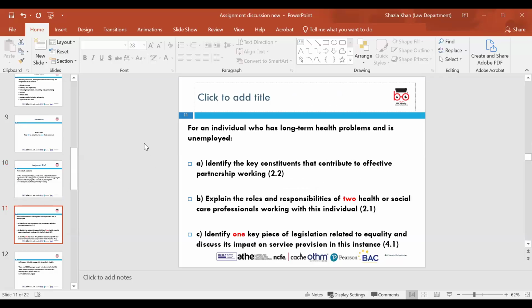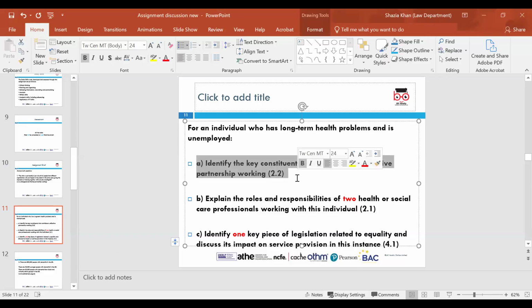For an individual who has long-term health conditions and is unemployed, okay, you need to look at these 3 parts to that. When we're looking at the assignment, how many parts is there? A, B, and C. Okay? Does everyone understand that? Yeah? So the first one, you would put that as a heading. Okay? You would put that as a heading and write the answer under it. So the first one is to identify the key constituents that contribute to effective partnership. Okay, here you will look at AC 2.2. And which learning outcome would it be?